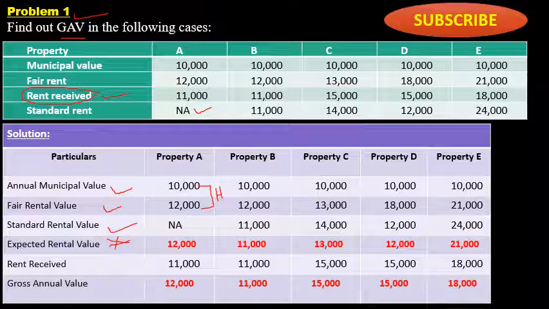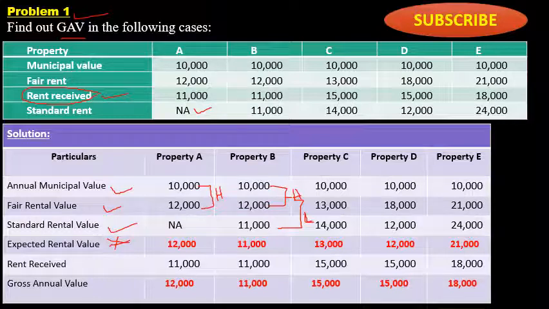Now see property B. Municipal value 10,000, fair rent 12,000. Take the higher of these two, 10,000 or 12,000, whichever is highest. Next, this higher value you have to compare with the standard rent, whichever is the lowest. First the highest, next you consider the lowest. That is called the expected rental value. So 10,000 or 12,000, whichever is highest: 12,000. Then 12,000 or 11,000, whichever is the lowest: that is the expected rental value.